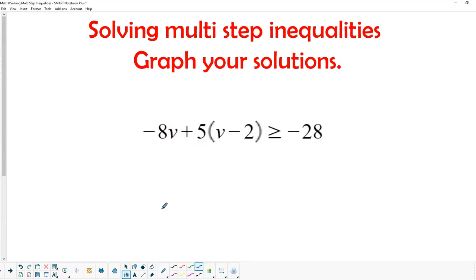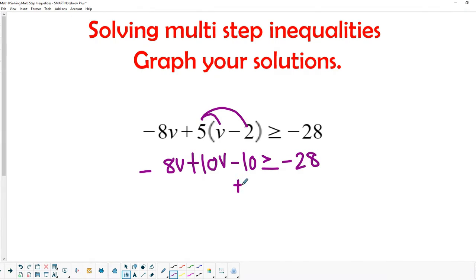All right, here's one that does have parentheses in it. Let's see how that one works. We go 5 times v and 5 times minus 2 to simplify out the parentheses. So we have 8v plus 10v, and 5 times minus 2 is minus 10. And all of that is greater than or equal to negative 28.